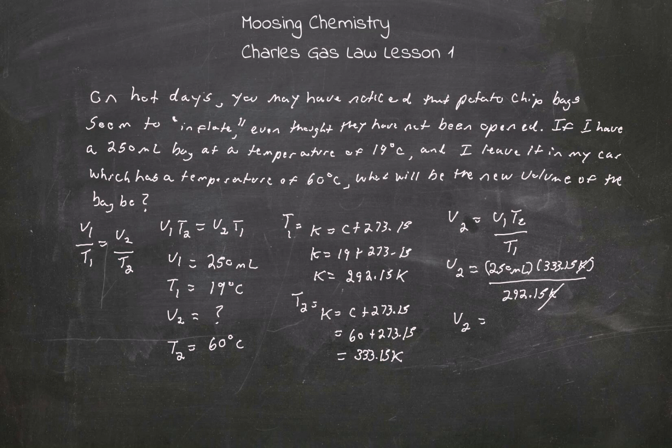V2 equals, so take 250 times 333.15. Okay, so we're going to get that number in one moment. Divided by 292.15, and our new volume is going to be 285.08 milliliters. And that's a good answer.